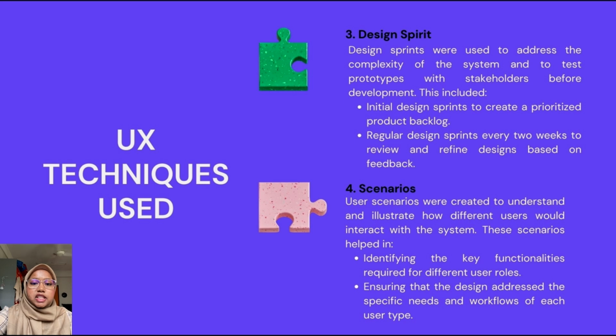The third is design sprints. Design sprints were used to address the complexity of the system and to test prototypes with the stakeholders before development. This includes initial design sprints to create a prioritized product backlog, and regular design sprints every 2 weeks to review and refine design based on the feedback.